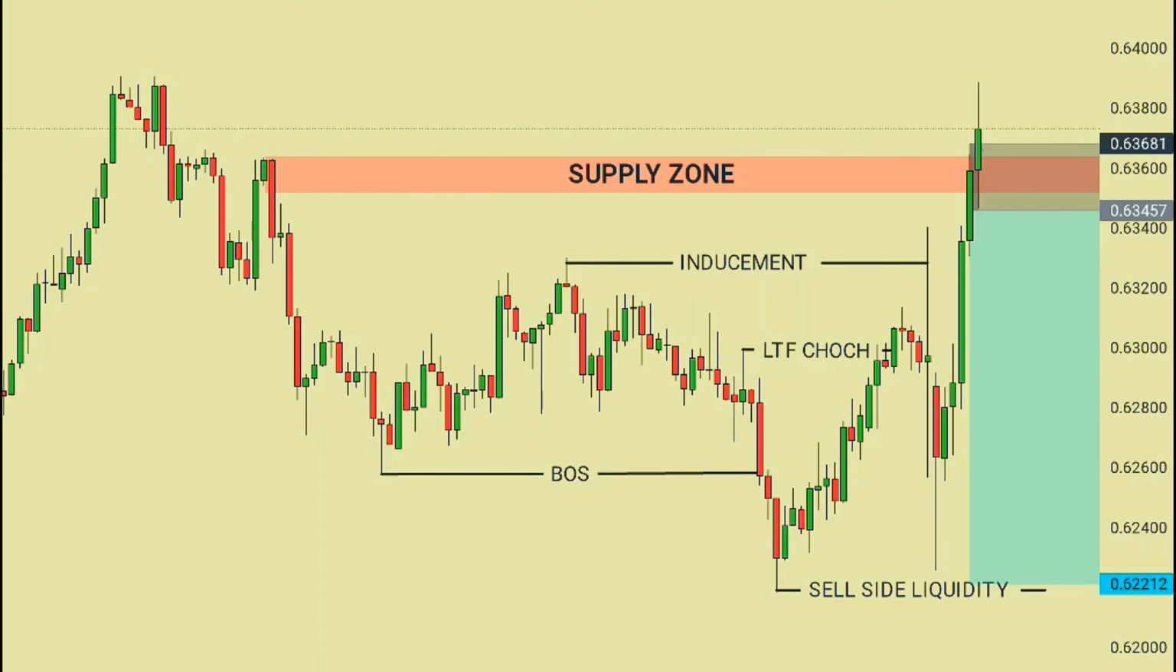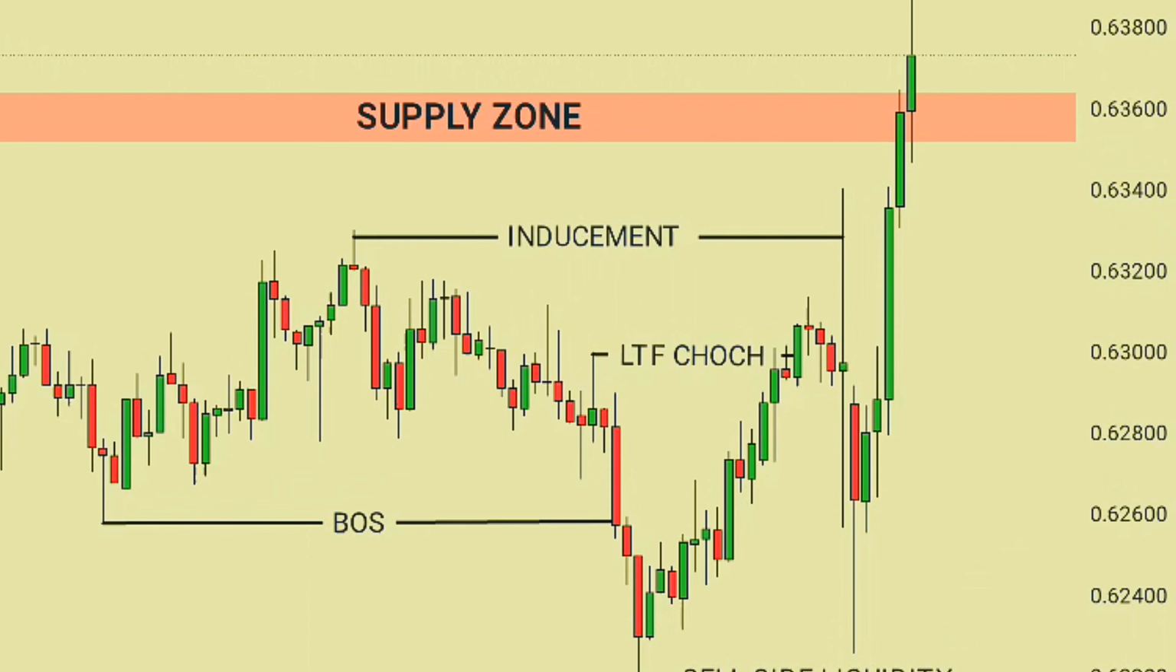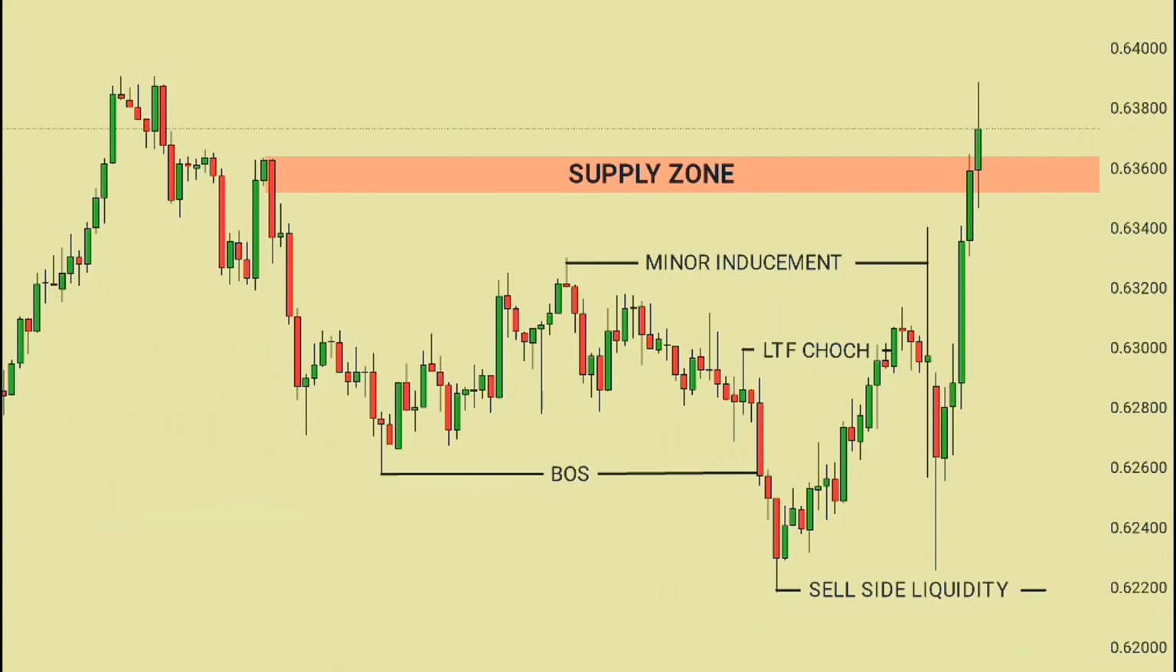Now this is where the chart becomes really interesting. Earlier, I marked this level as inducement, assuming it was the liquidity the market would take before reacting from the supply zone. But after the stop loss was hit, something important became clear. This level was not the main inducement at all. It was actually minor inducement, a smaller liquidity point that attracts traders' attention, but doesn't represent the real target for the market.